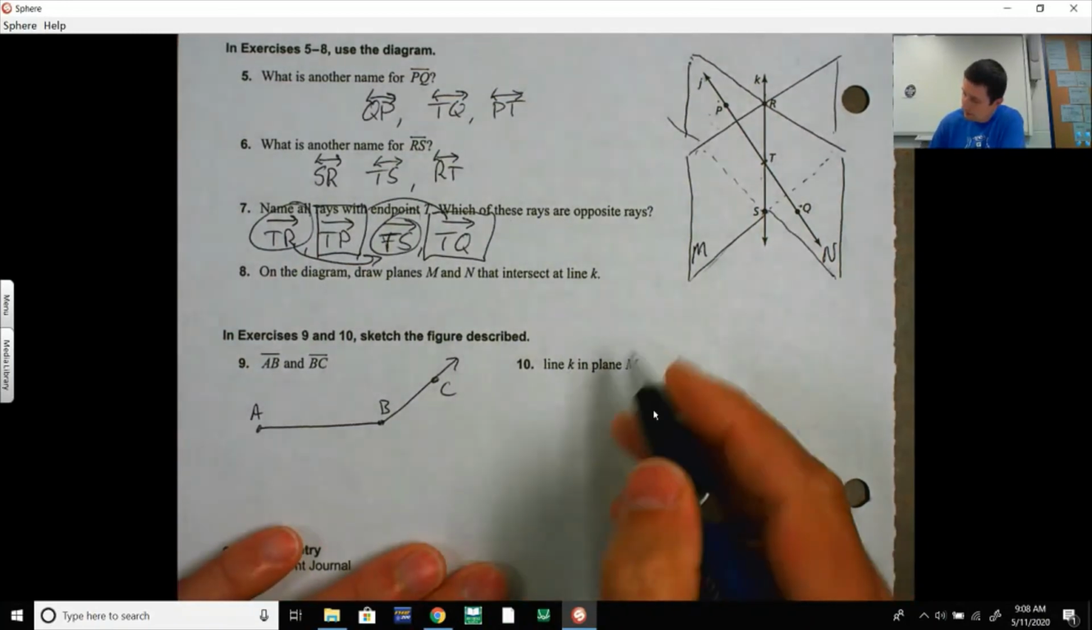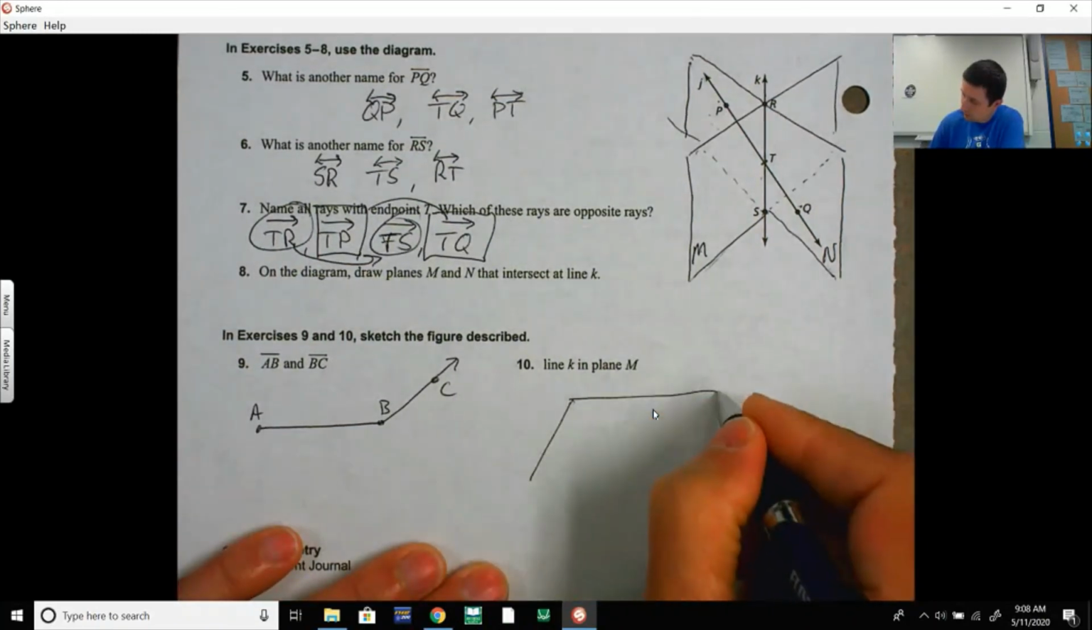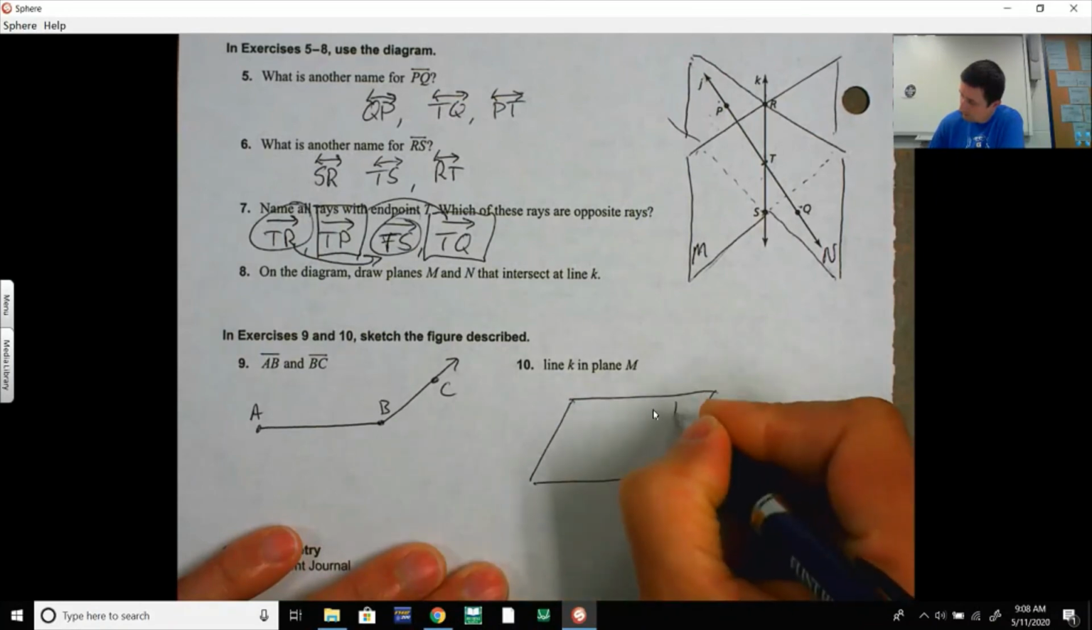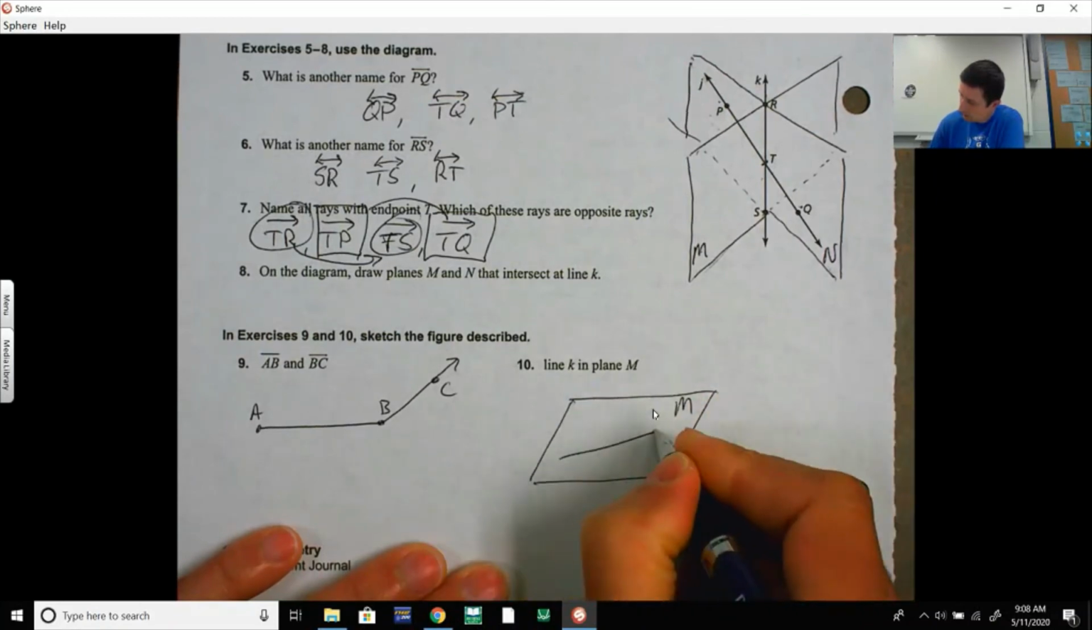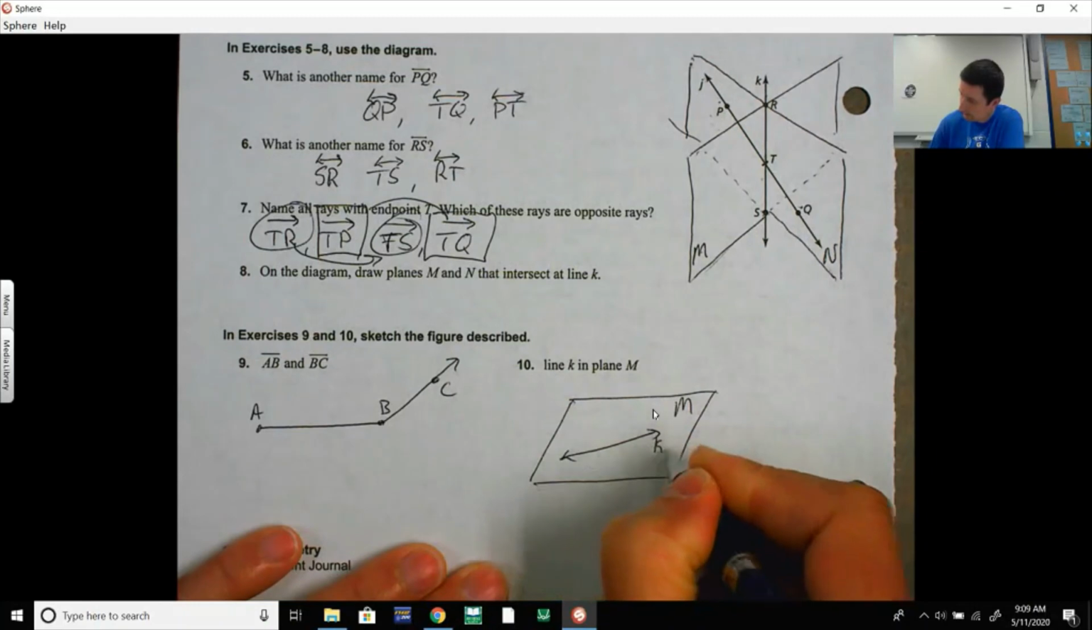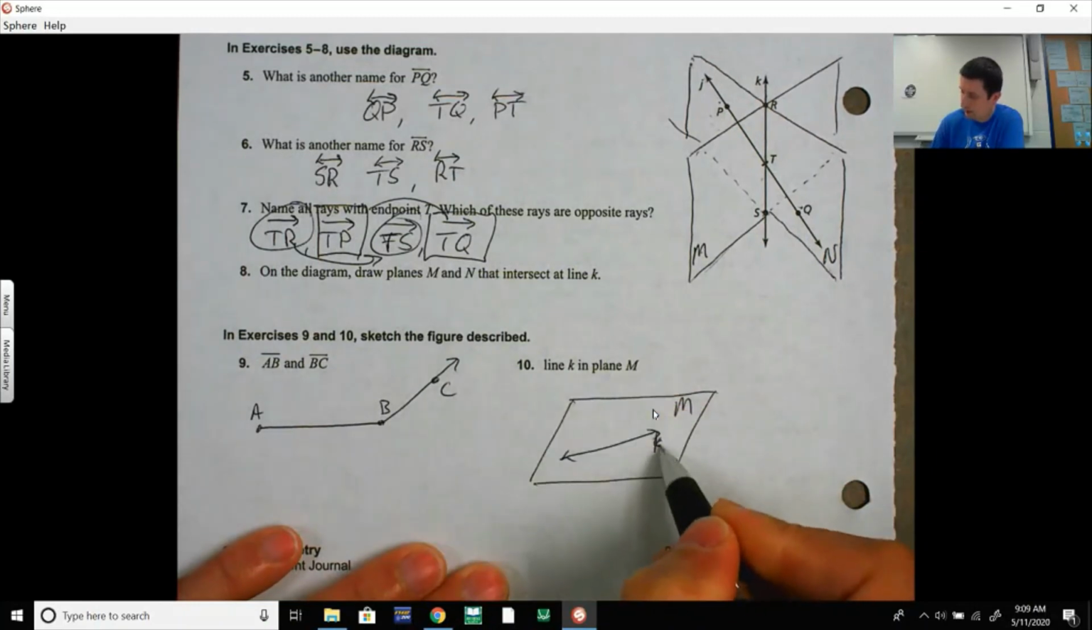Line K in plane M. So plane M, you're going to draw a parallelogram. Plane M, and I'm just going to draw a line in there and call it K. This is not a point, so it just goes kind of at the end. That'd be line K in plane N.